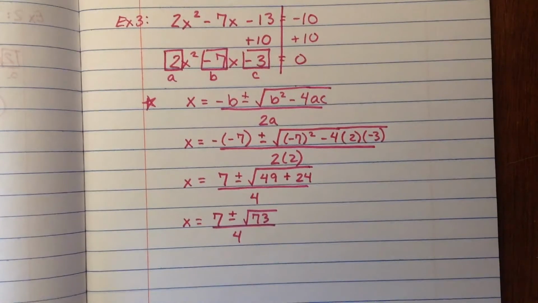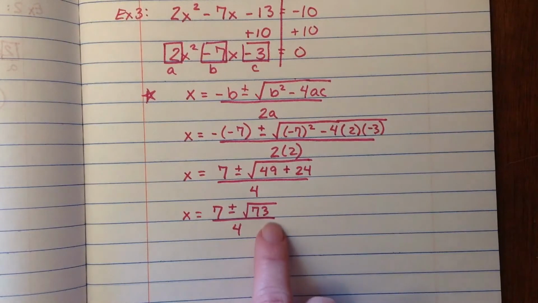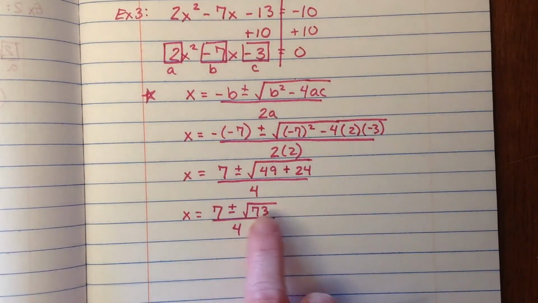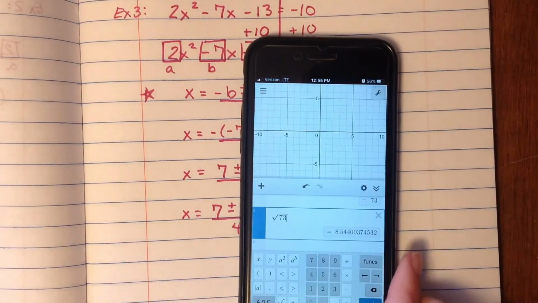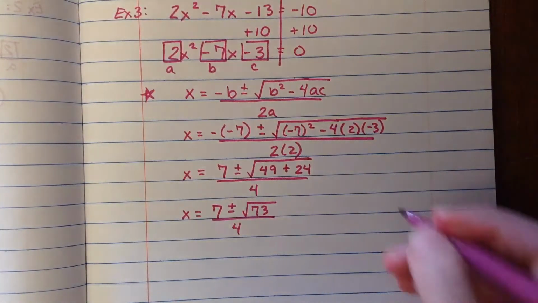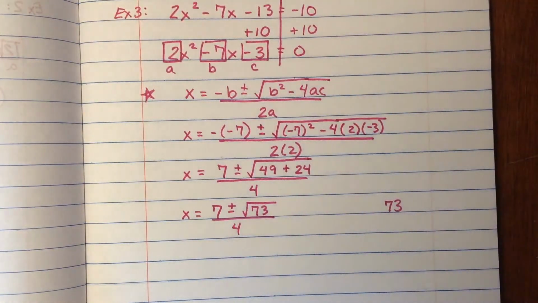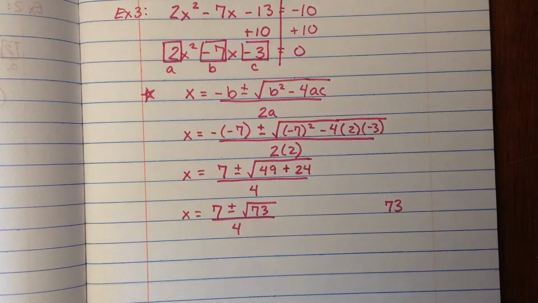Now 73 is not a perfect square. There's nothing times itself that will give you 73. If you type in the square root of 73 into your calculator into Desmos, you get a long decimal. So it's one that we're going to have to try to simplify. If you take 73 and you try to simplify it, and I mean maybe you even try dividing it by several things, 73 is not even. It will not divide by 2.